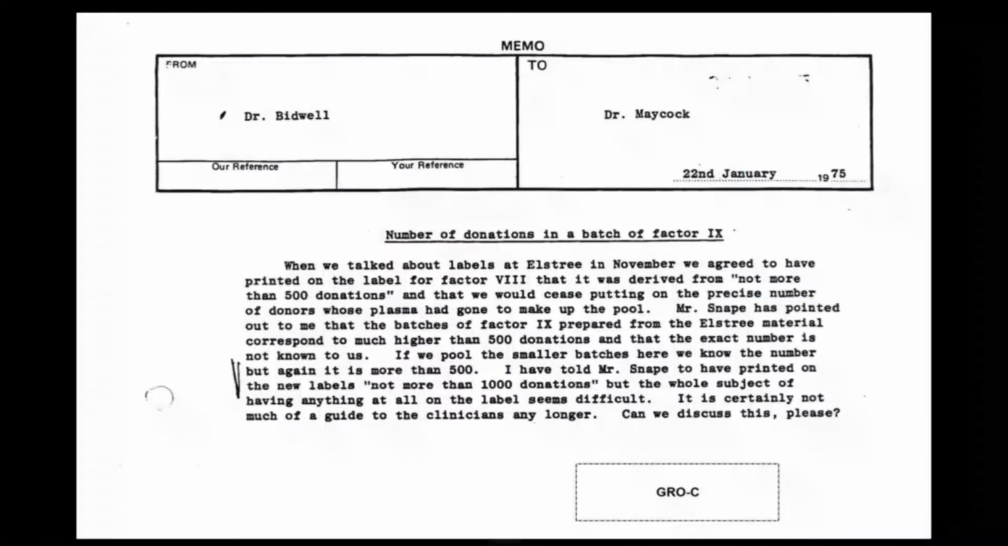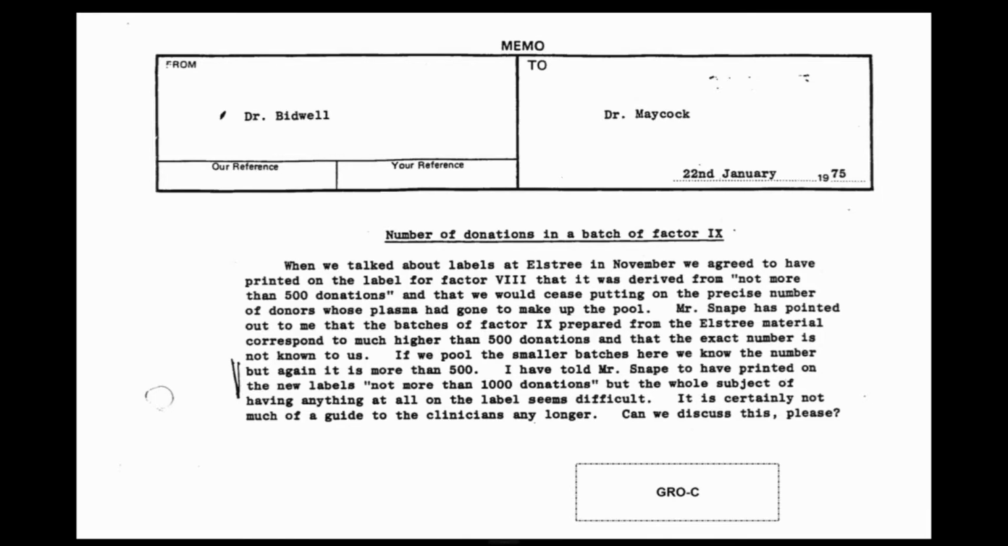This is the minute from Dr. Bidwell to Dr. Maycock, dated the 22nd of January 1975. We looked at the first sentence earlier, which was about the conversation they had had about labels at Elstree, and it was agreed that they would now say not more than 500 donations. What Dr. Bidwell goes on to say is this, and I quote, "Mr. Snape has pointed out to me that the batches of factor 9 prepared from the Elstree material correspond to much higher than 500 donations, and that the exact number is not known to us. If we pool the smaller batches here, we know the number, but again, it is more than 500. I've told Mr. Snape to have printed on the new labels not more than 1,000 donations, but the whole subject of having anything at all on the labels seems difficult. It is certainly not much of a guide to the clinicians any longer. Can we discuss this, please?"